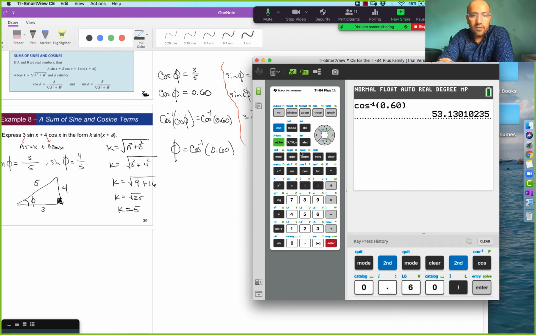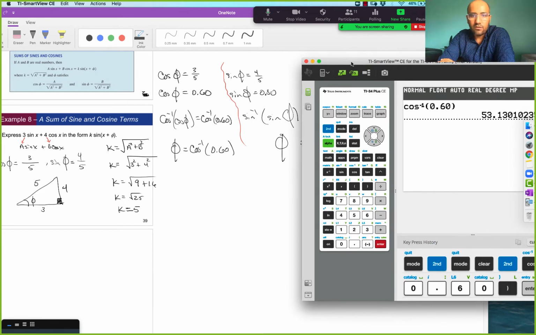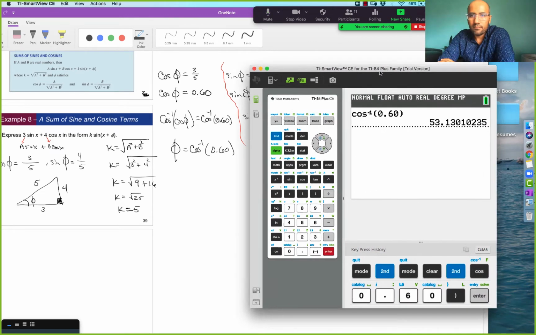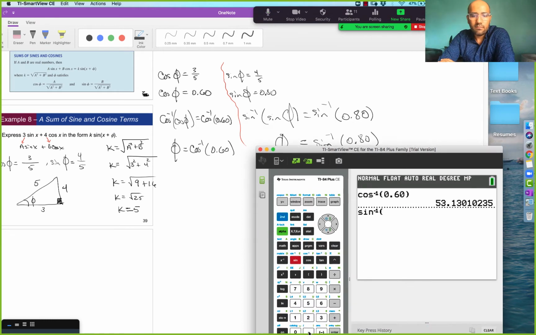And confirming that if we tried the sine inverse, we should get the same result. That's second shift sine inverse of 0.8, close, enter, and it gets you the same thing.